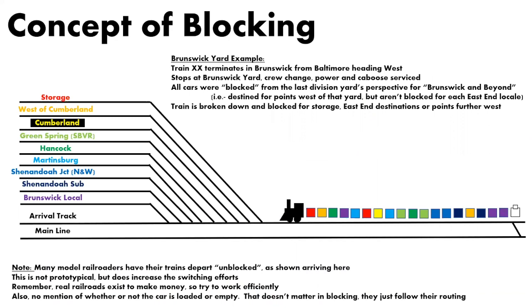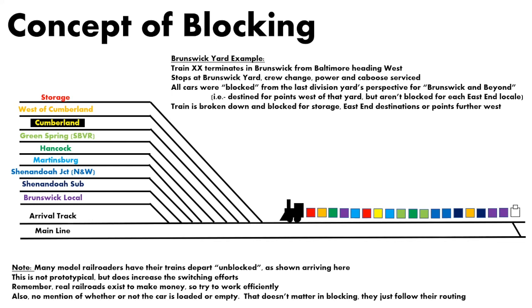But what happens is all of these cars are jumbled up in the train and not blocked to east end destinations. And there's a very important point for that. The reason they are not blocked into the train by their identical destination is because, according to Baltimore, all of these cars are just going to points west. They're going from Brunswick and beyond. So they don't really care in Baltimore which cars go to which of the east end destinations. They only know that they're going to the next major classification yard and beyond.